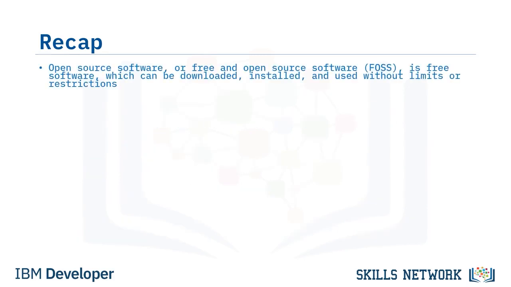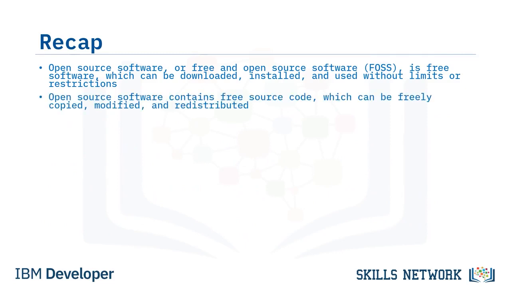Additionally, open source software, or free and open source software, otherwise known as FOSS, is free software which can be downloaded, installed, and used without limits or restrictions. Open source software contains free source code, which can be freely copied, modified, and redistributed.